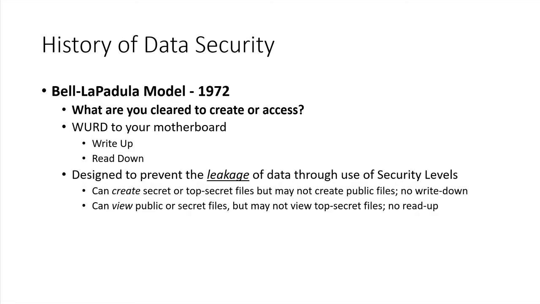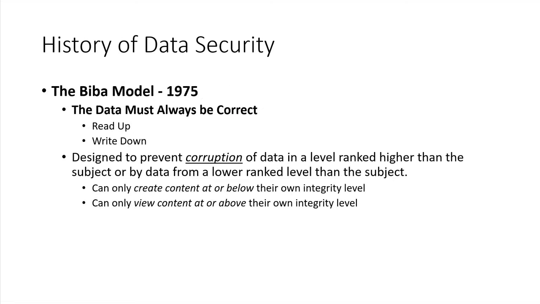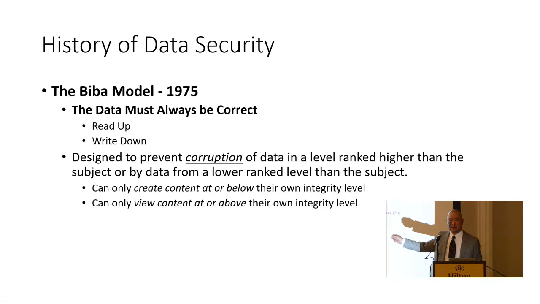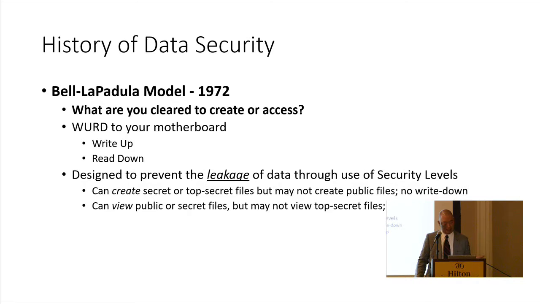The next one is actually of opposites. When we look at this one, the underlying idea is corruption of data, essentially, and it's to prevent against any corruption of data. On the next side, we want to prevent leakage of this data. So the Bell-LaPadula model was created in 1972, and essentially it's a write-up and read-down.